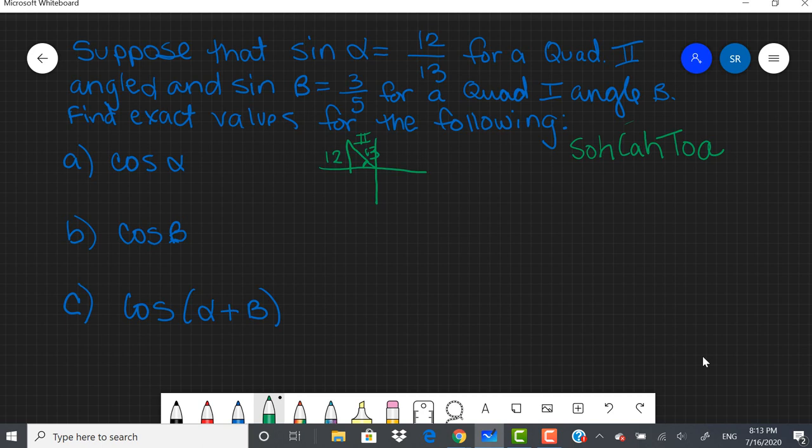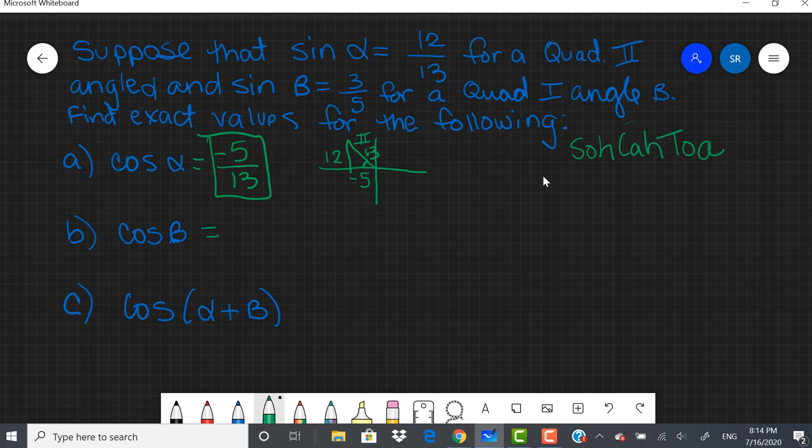This is a very famous Pythagorean triple, and that means my other side will be negative 5. It's negative because we're in quadrant 2; that's the only reason why. Otherwise, it would be positive. The 5, 12, 13 is a very famous Pythagorean triple, which we have seen in past assignments. So for my cosine alpha, it is the adjacent over hypotenuse, which equals negative 5 over 13. We're going to box that since that is our answer.